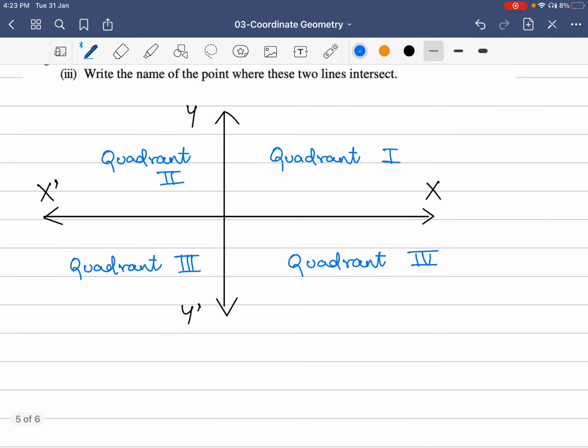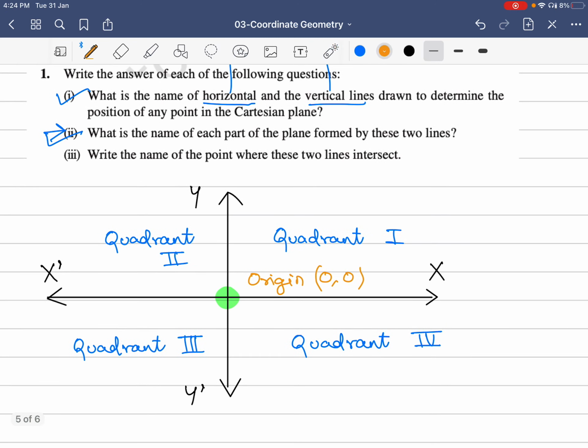Now let's go to the third and last question. Write the name of the point where these two lines intersect. So as you can see, this y-axis and this x-axis intersect at this point. Okay, so this is the point where they intersect and it is called the origin. So I'm just going to write here origin, which has the coordinates 0, 0. Its x coordinate is also 0 and its y coordinate is also 0. So this is the name of that point. So thus we have answered all the three questions, which are just testing our basic knowledge of the different terms and terminologies that are involved when it comes to the Cartesian system of x-axis and y-axis.